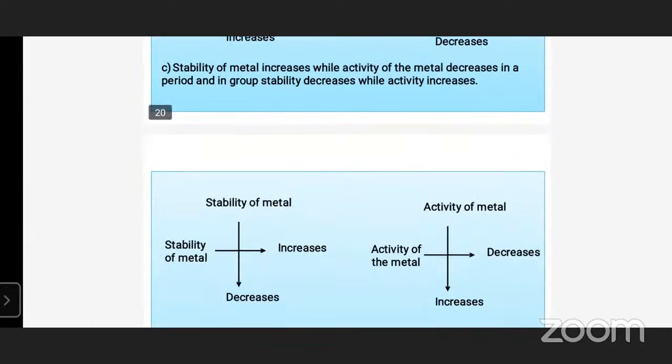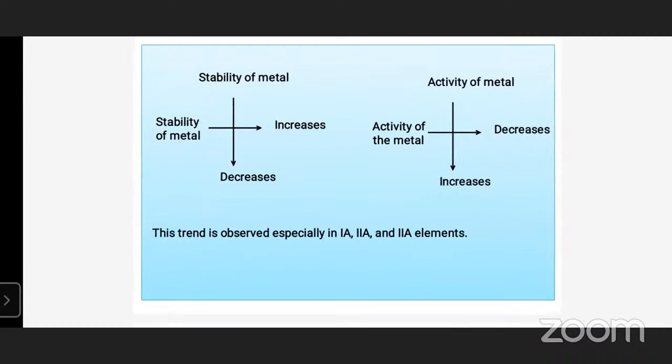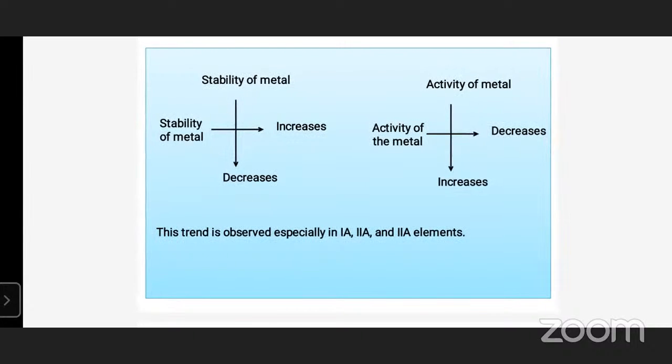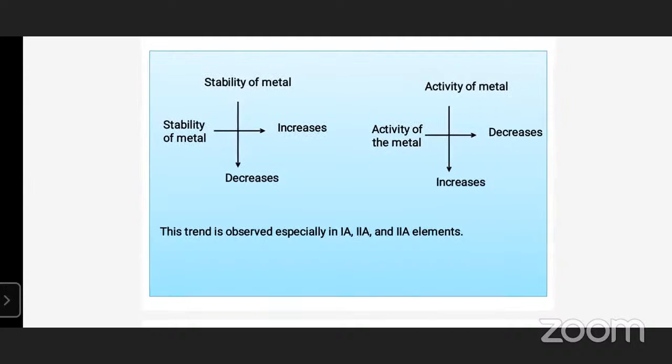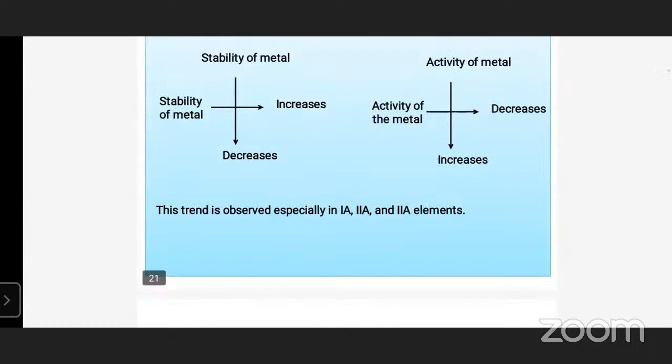See the table, see the chart. Stability of metal and activity of metal. Stability of metal in a group from top to bottom decreases. Activity of metal increases. Stability of metal in a period from left to right increases. Activity of metal decreases. This trend is observed especially in first, second and third group elements.